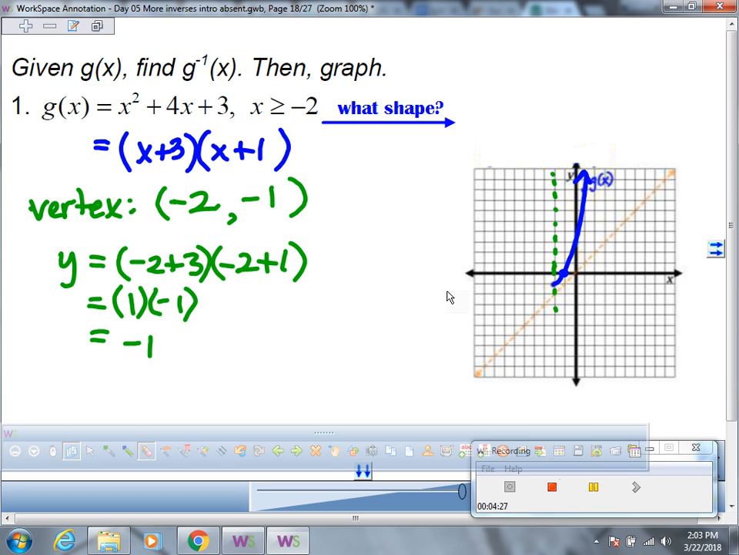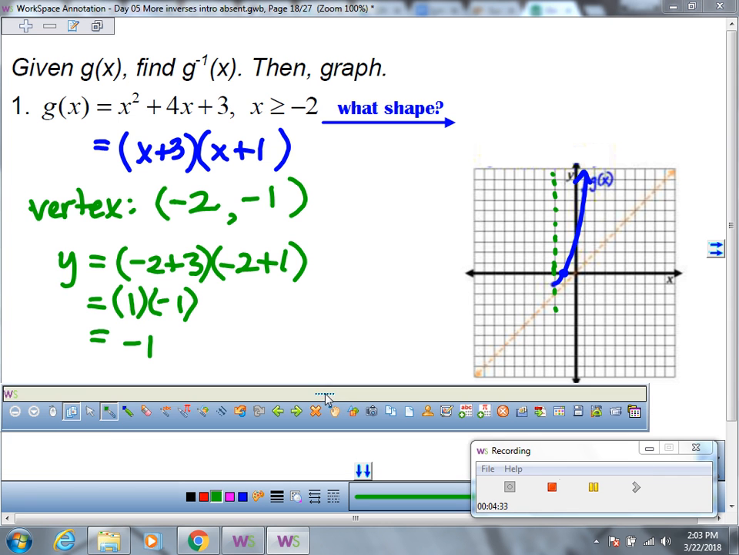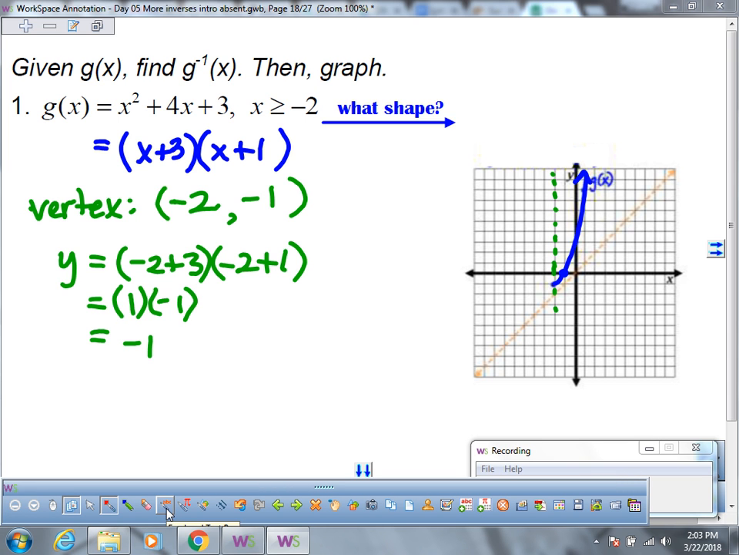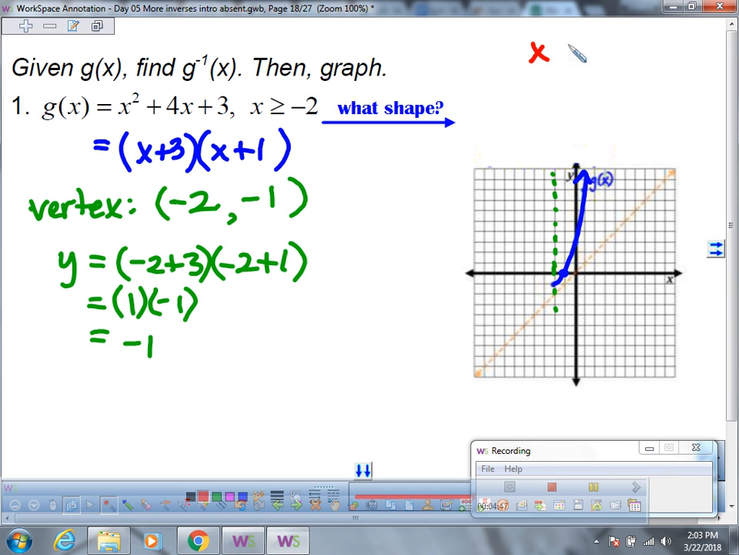Now I have to find the inverse. I can find the inverse graphically. I think I'll do the inverse in red. I can find the inverse graphically by just transposing the points. So if -2, -1 is one of my points, then -1, -2 is going to be, I should write it down. So this is my inverse function.